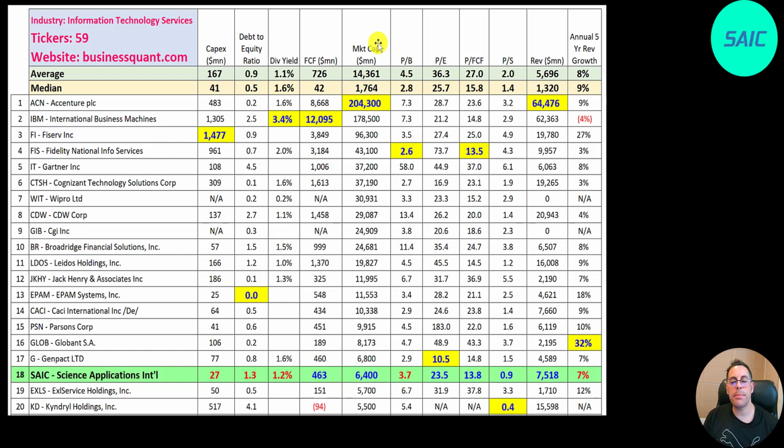Their price to book is better than the average, worse than the median, but their PE, price to free cash flow, and price to sales are better than the median average. Revenue is $7.5 billion, which is more than their market cap, which is why their price to sales is below 1. Their 5-year annual revenue growth rate is 7%, a little less than the median average.